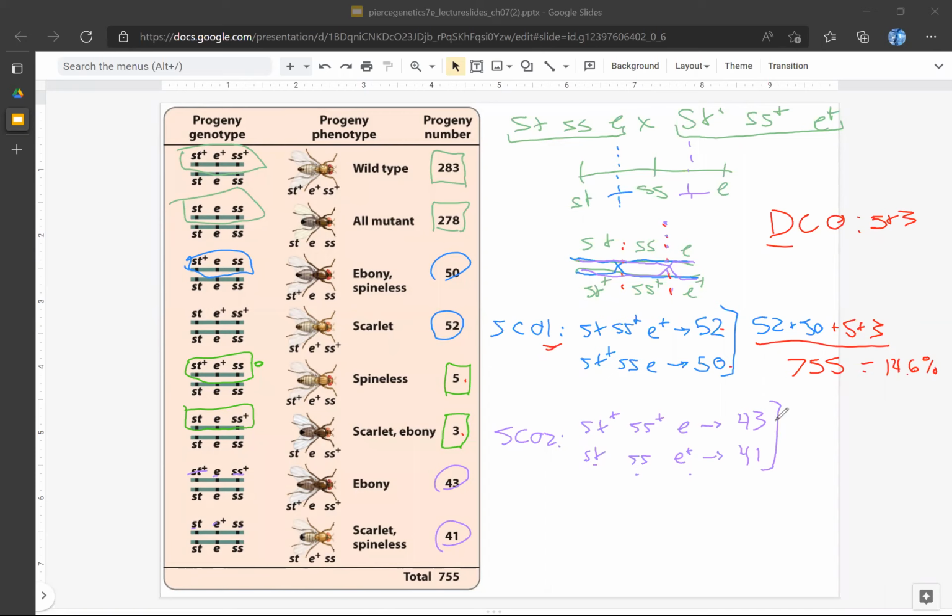And once again, we can now find the distance between SS and E, but don't forget the double crossovers also had crossing over at this second locus. So we do have to consider them when finding the distance between SS and E. So we have our 43 plus 41 plus 5 plus 3. And I'm also going to clean this up with my colors so that we can keep everything straight.